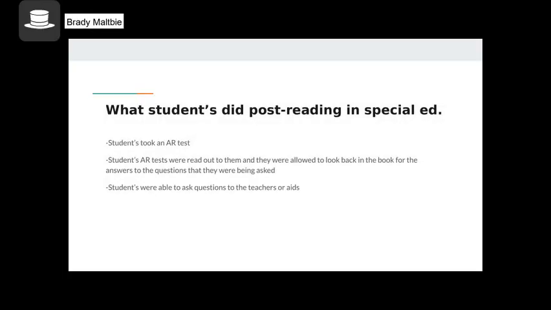So what students did post reading in special education was students would take an AR test. They would take the AR test, but it was read out to them, and they were allowed to look back in the book for answers to the questions they were being asked. Students were able to ask questions to teachers or aides, such as if a student didn't know how to answer a question or couldn't find it in the book, we would usually help them.